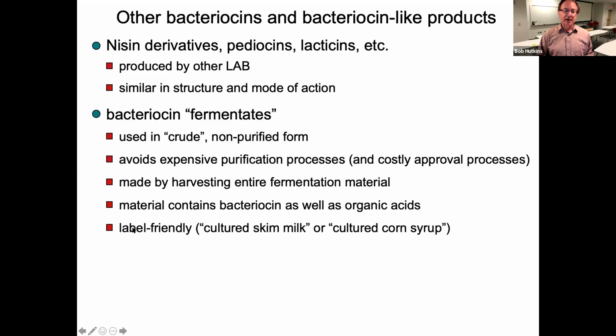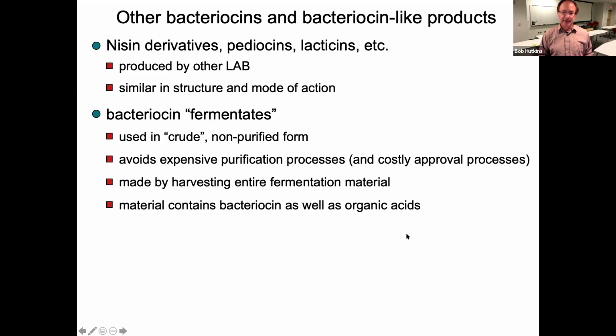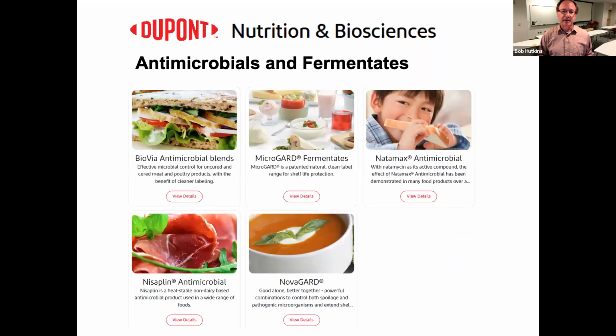So now that material at the end, that powder, is called on the label cultured skim milk or cultured corn syrup, whatever was in that medium. If we wanted it to be non-dairy, it could just be cultured corn syrup, whatever we grew the Lactococcus in, okay? And so this becomes label friendly. So these are retentates, and that's what this is. Patented natural clean label range for shelf life preservation, okay? And you can combine these retentates with niacin, with other things, okay?